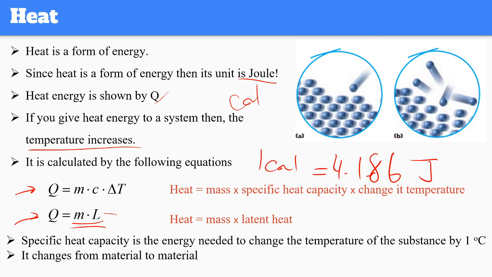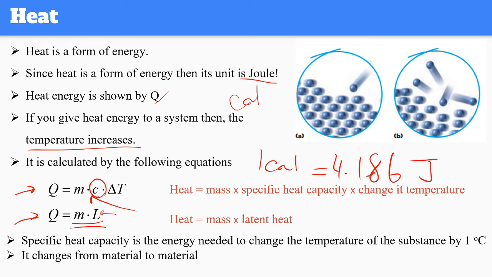And here, L is the latent heat, which is basically how much energy per mass should be given to change the phase. It depends on the substance. And C is the specific heat capacity, which is the energy needed to change the temperature of the substance by 1 degree Celsius.